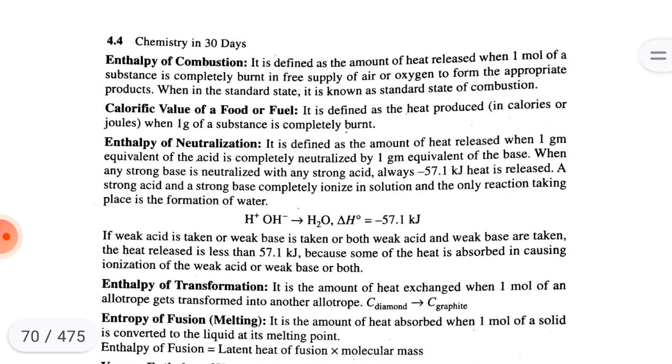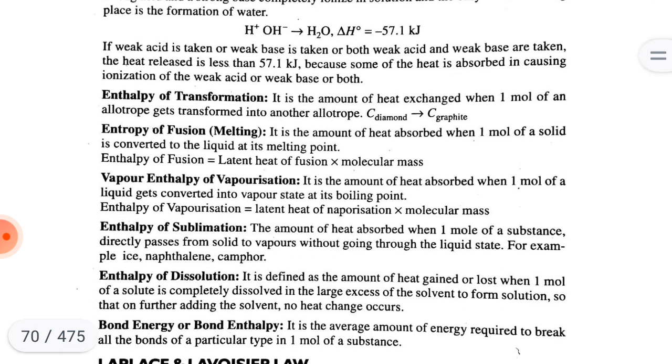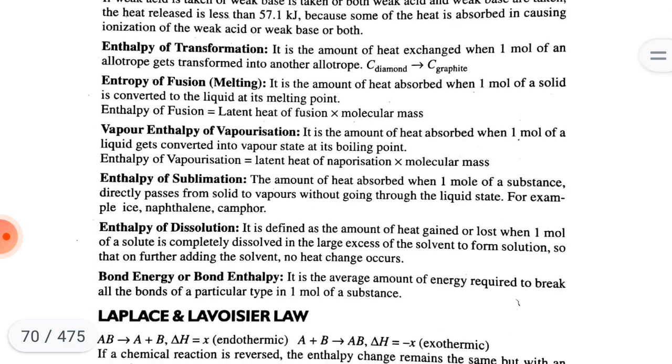If a weak acid is taken or a weak base is taken, or both weak acid and weak base are taken, the heat released is less than 57.1 kilojoules because some of the heat is absorbed in causing ionization of the weak acid or weak base or both. Enthalpy of transformation. It is the amount of heat exchanged when 1 mole of an allotrope gets transformed into another allotrope. C diamond gives C graphite.